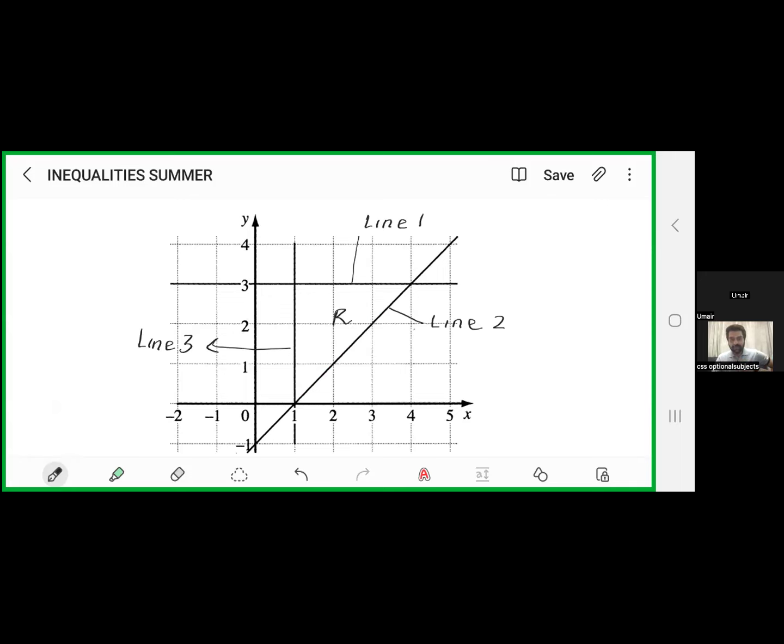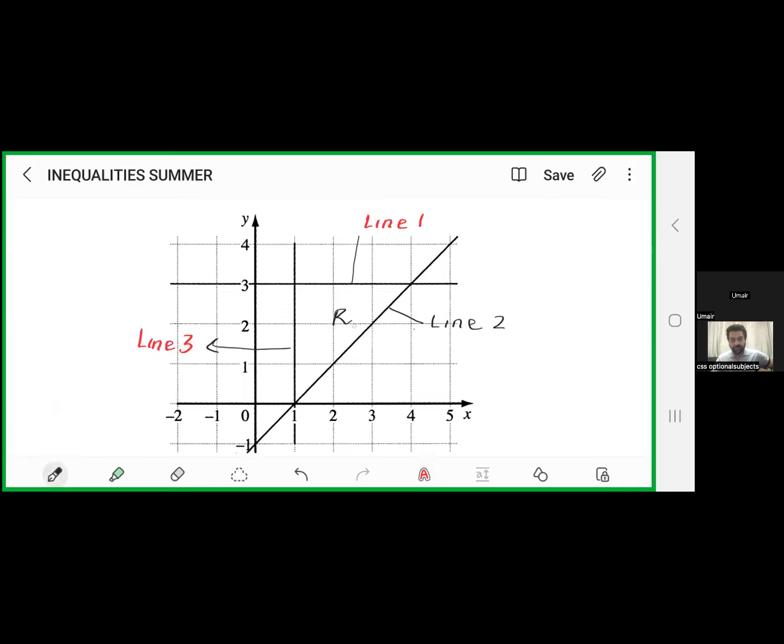After representing the lines which are bordering your region, step number 2, look out for horizontal lines and vertical lines, because if there is any horizontal line and a vertical line, then your question will be easy. So if we look into this question, line 1 is a horizontal line. Line 3 is a vertical line. So that is easy enough to work out.